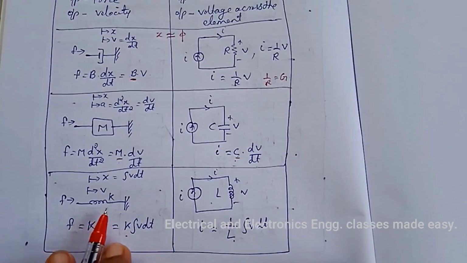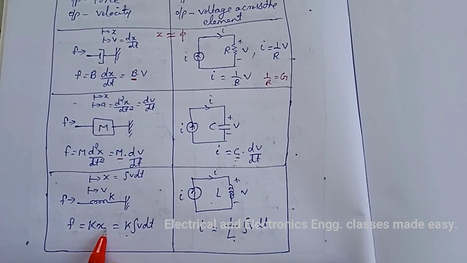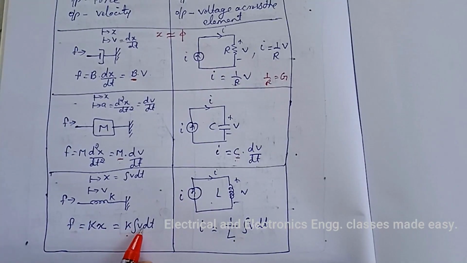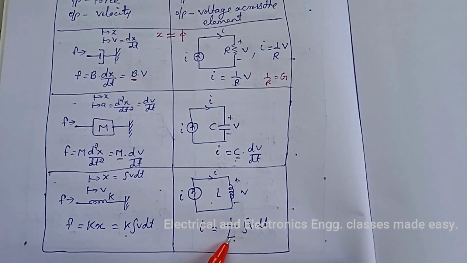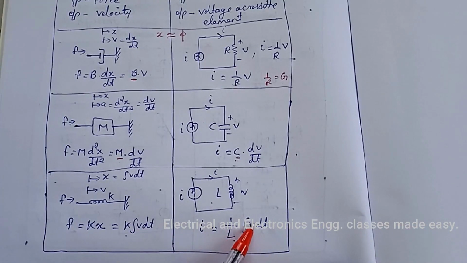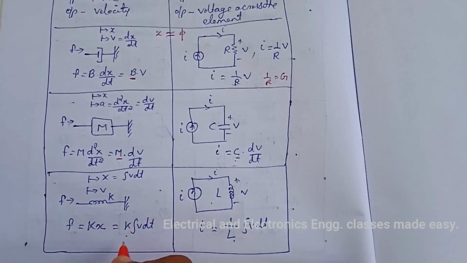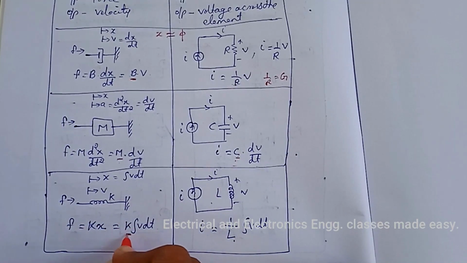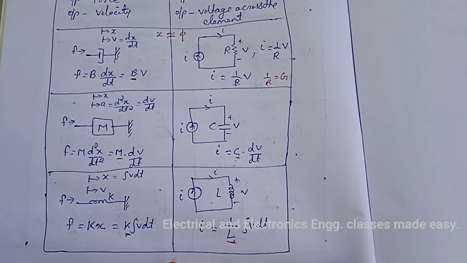In the case of spring, F is equal to K into X, and that is equal to K into integral V dt. Similarly, in inductor, we can write current I is equal to 1 by L into integral V dt. Note that here V is velocity, here V is the voltage across the inductor. So the stiffness of spring K is analogous to the reciprocal of inductance, that is 1 by L.